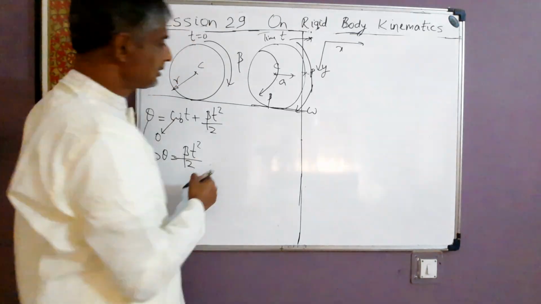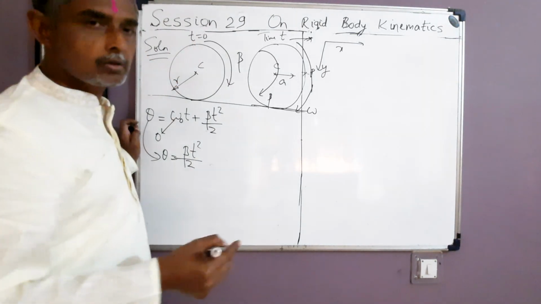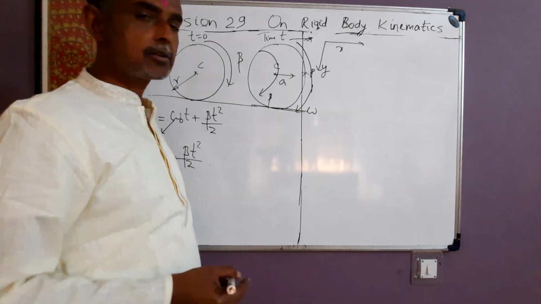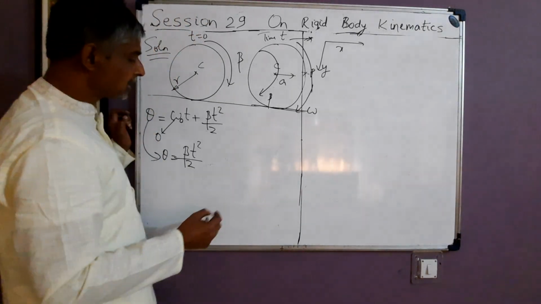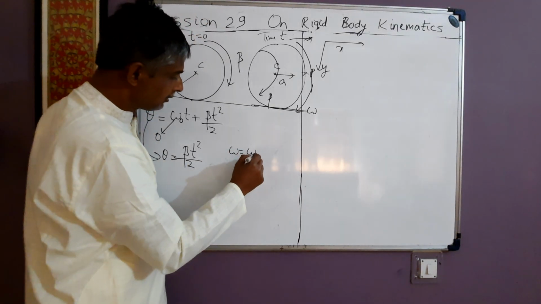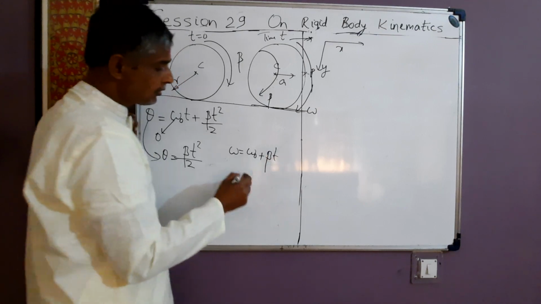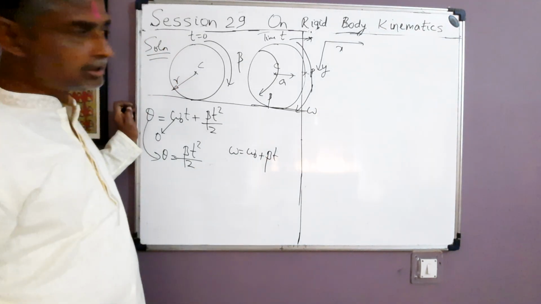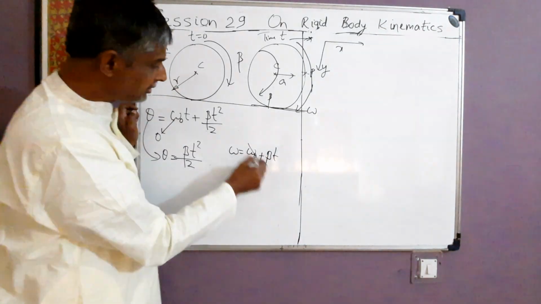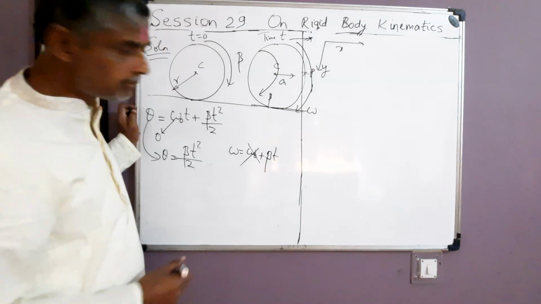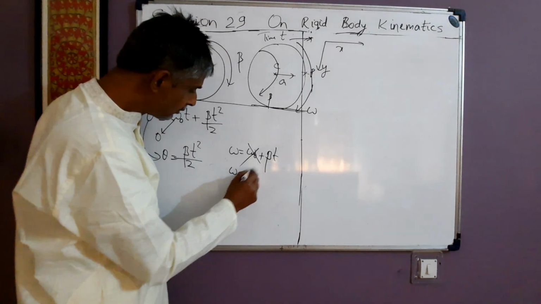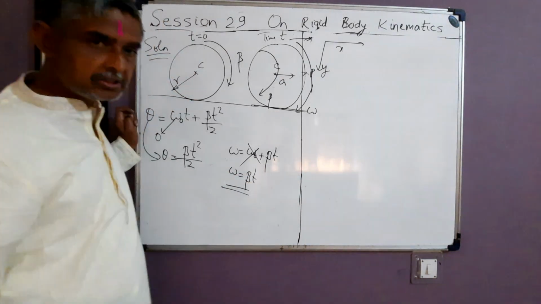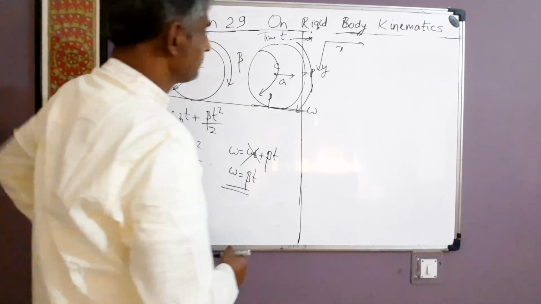Now omega is what? Omega naught plus beta t. For a body rotating with constant angular acceleration beta, angular velocity omega at time t is given by omega naught plus beta t, where omega naught is the initial angular velocity of the drum. But initially the drum was at rest, so this omega naught goes away. So omega becomes beta t.